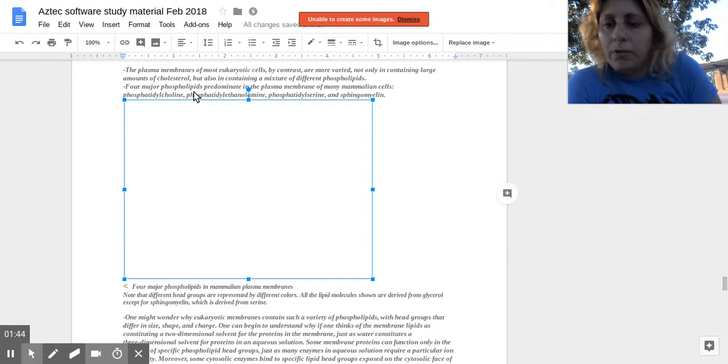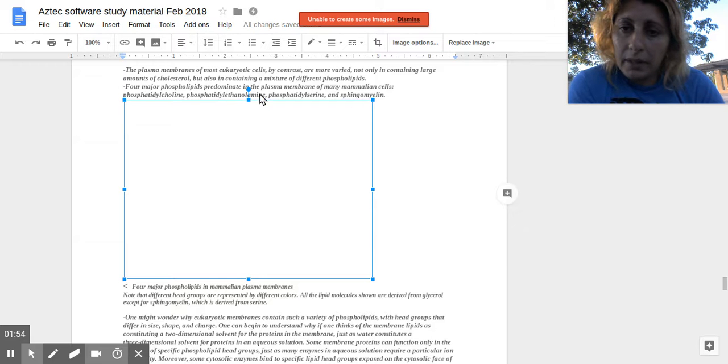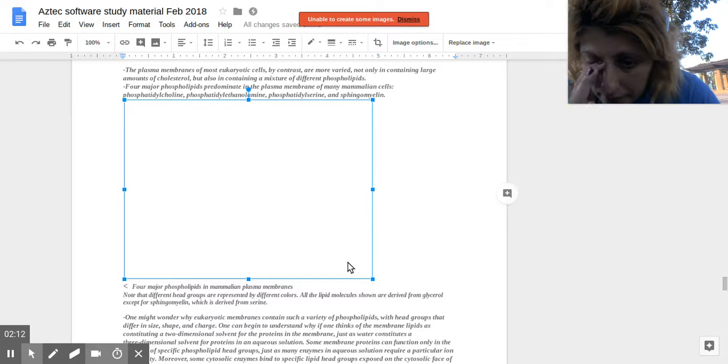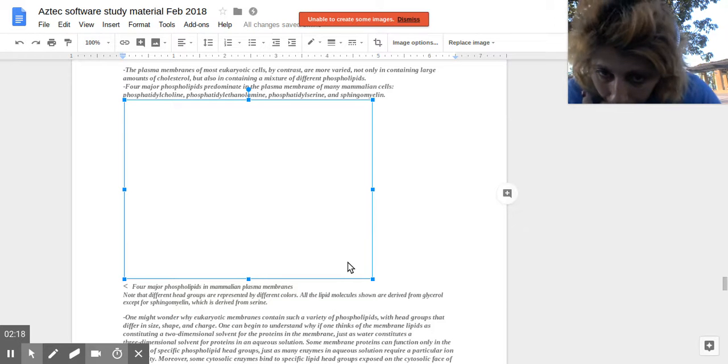So the four major phospholipids predominate in the plasma membrane of mammalian cells: phosphatidylcholine, phosphatidylethanolamine, phosphatidylserine, and sphingomyelin. These are the four major phospholipids in mammalian plasma membranes. They have different head groups, which represent their attributes, and they are all derived from glycerol, except sphingomyelin, which is derived from serine.